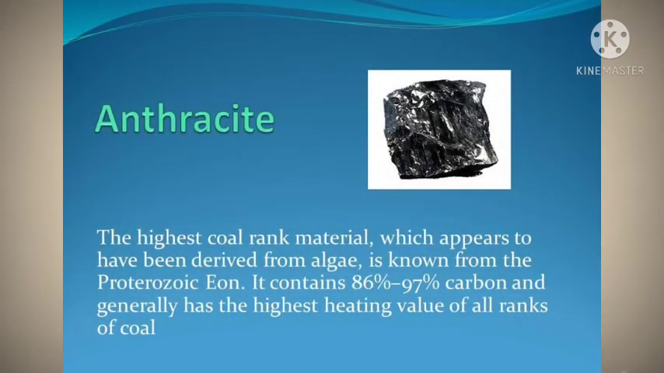The last type of coal is anthracite, the highest coal rank material, which appears to have been derived from algae, which is known from the Proterozoic eon. It contains 86% to 97% carbon and generally has the highest heating value of all ranks of coal. Anthracite accounted for less than 1% of the coal mined in the United States in 2019. Anthracite is mainly used by the metals industry.